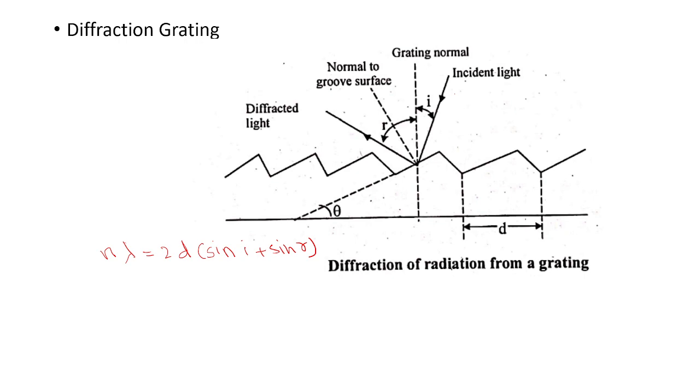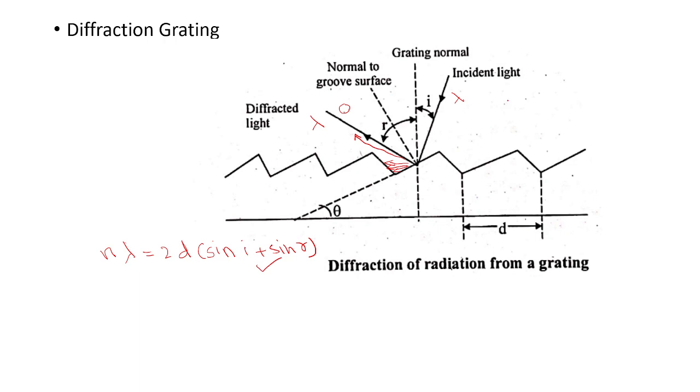Suppose this is the incident light, which forms incident angle i. Whatever is coming out is this radiation. This incident light contains different lambda, but whatever is coming out is only a single lambda. What happens to the rest of the lambda? They get diffracted in different directions, which get blocked here. Only one light is coming out. Why? Because it satisfies this equation.